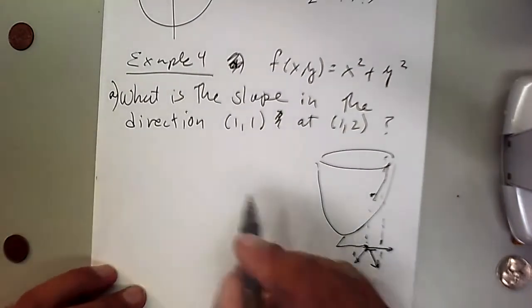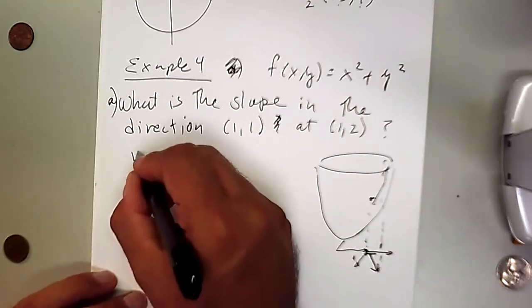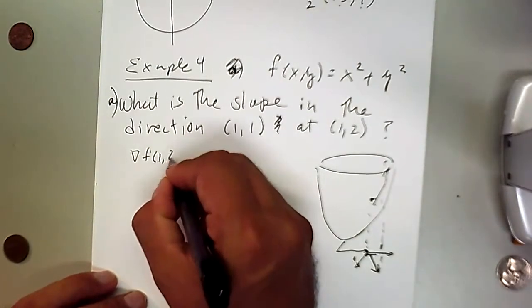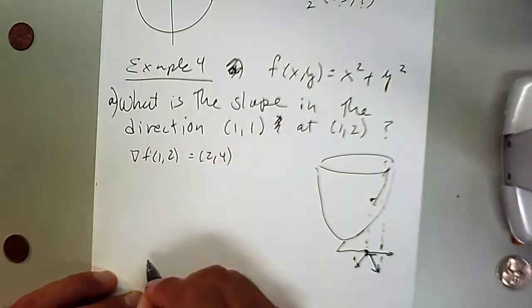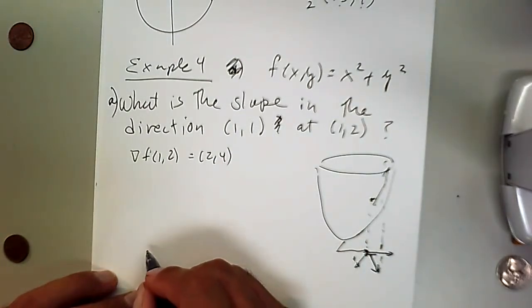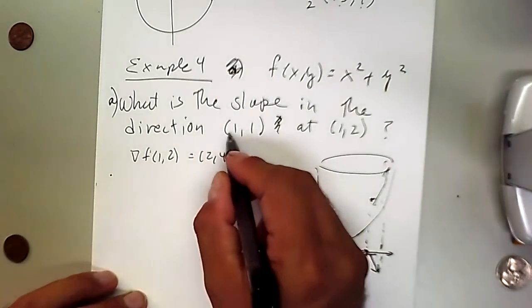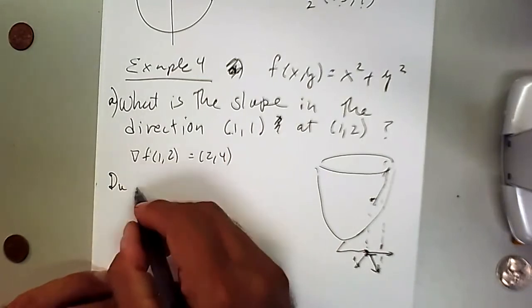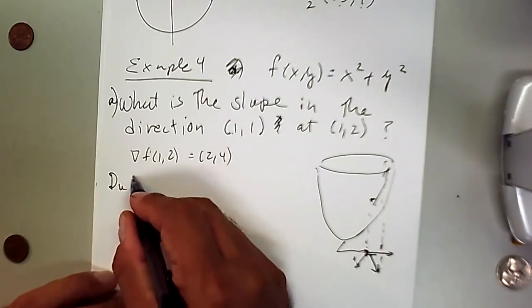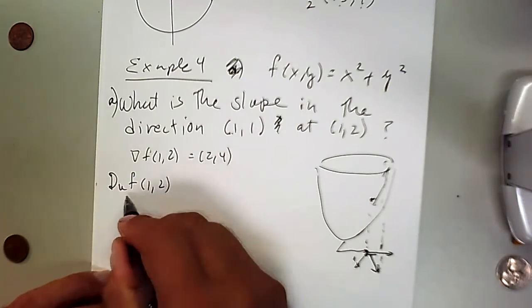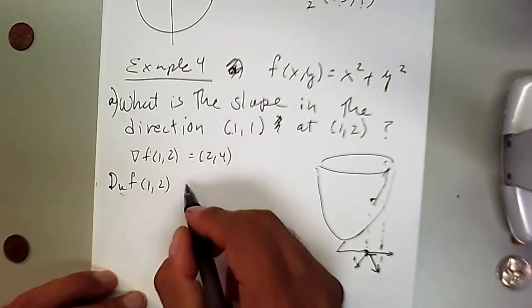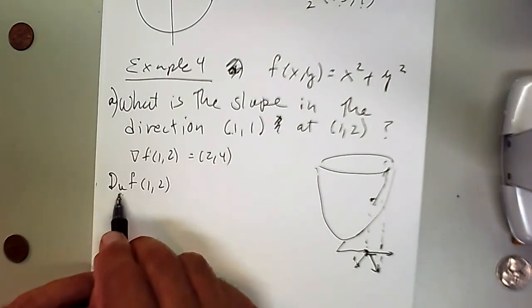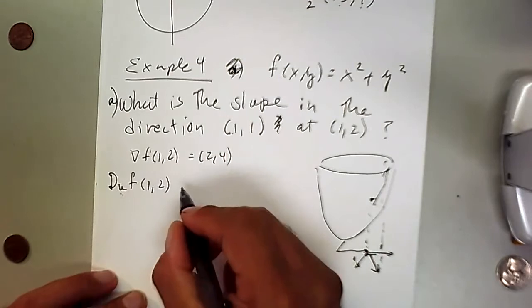That's really, really easy. Okay, so from example 1, we know that the gradient of the function at 1, 2 is 2, 4. So this is our direction. The directional derivative of the function at 1, 2. So this is the direction 1, 1. I'm going to say direction 1, 1, but that is not 100%. It is correct, but there's some adjustment we have to make.